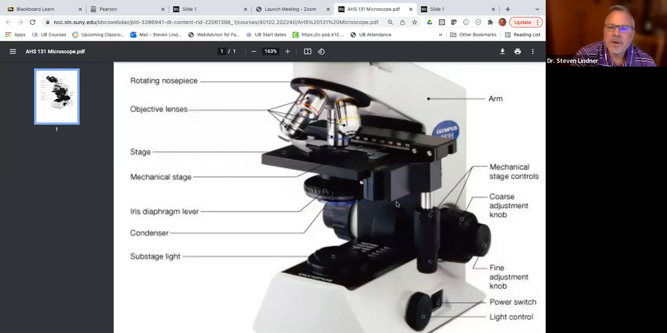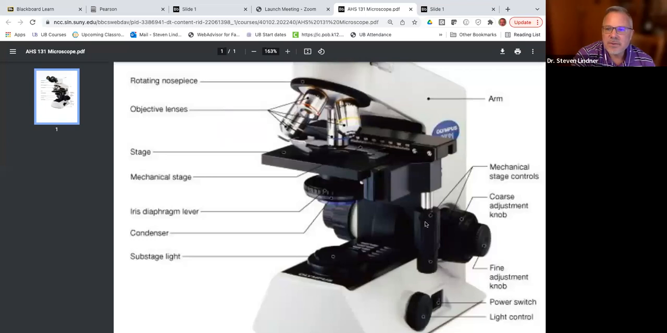Okay, so if the stage was below the objective by at least an inch, yeah, it makes a lot of sense to move the coarse adjustment knob up a little bit to see what's in the field of view. But as you get a little bit closer, hands should come off the coarse adjustment knob and go right to the fine adjustment knob. And that brings it into a better view.